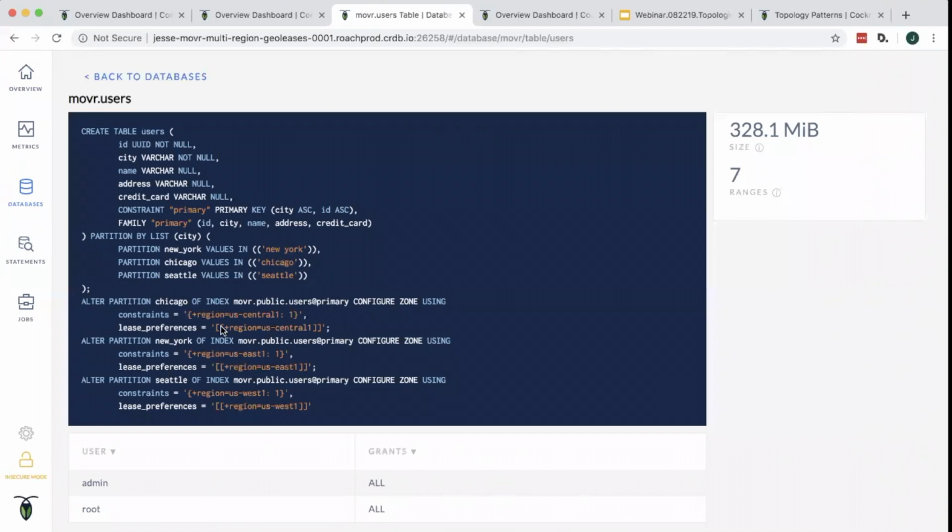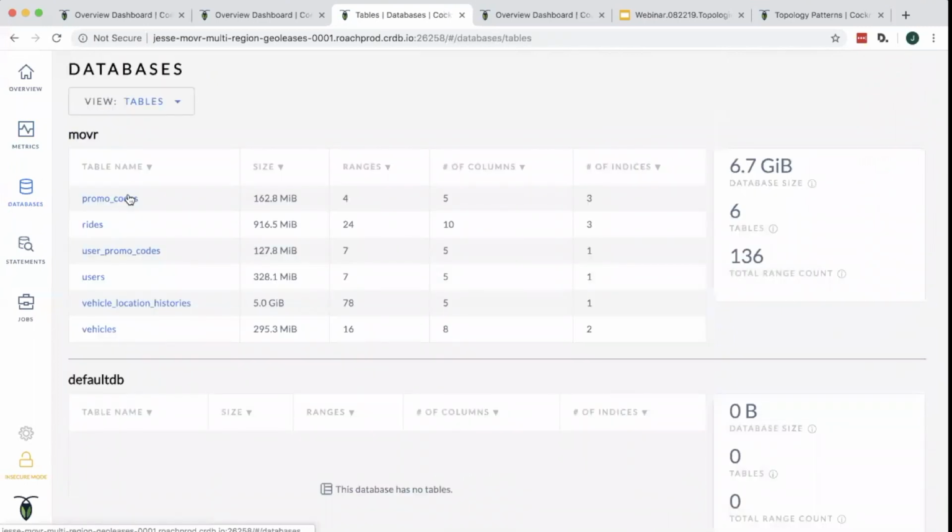However, and we'll look at this in a second, we're only constraining the leaseholder of those replicas to the central region. Otherwise, the other replicas are still balanced across the other regions. So writes do incur cross-region latencies, but the benefit you get, we'll show you in a second, is you're able to survive an entire regional failure. So those are the tables that you can geo-partition.